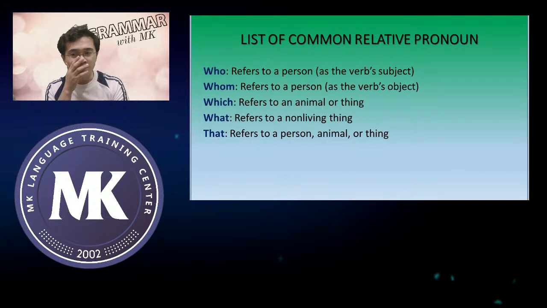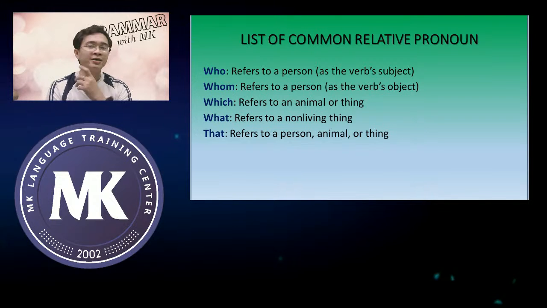For whom, it refers to a person also, but as the verb's object. So it means it is far from the subject itself. It means we can find whom inside the predicate or inside the group of verbs. And for which, it refers to an animal or thing. Yeah, commonly we use which for animals or things. And commonly, what refers to a non-living thing.